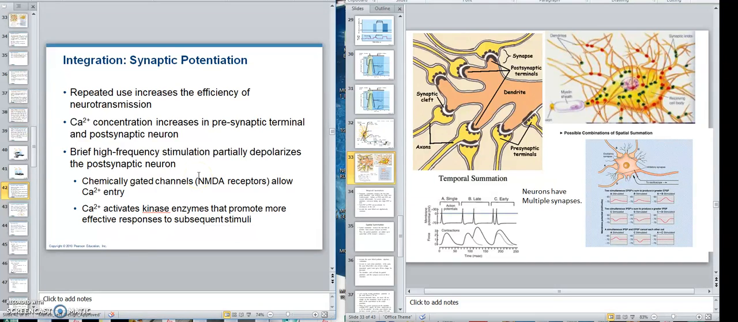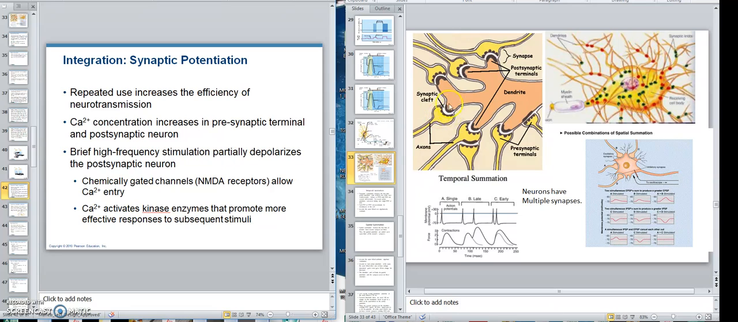Okay, let me trail out on that integration. A couple of little subtle points on integration, then we'll move to something else, synaptic potentiation. Synaptic potentiation basically has to do with the presynaptic, okay? Repeated use increases efficiency, that means keep firing this presynaptic. The calcium concentration, remember we talked about, go back to electrophys, comes in to cause the release of neurotransmitter.